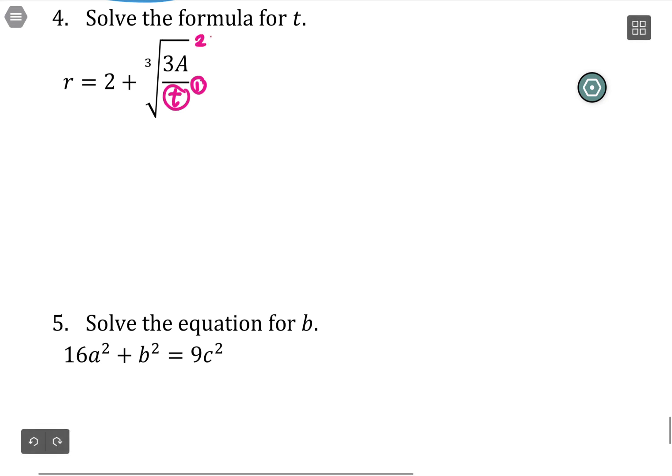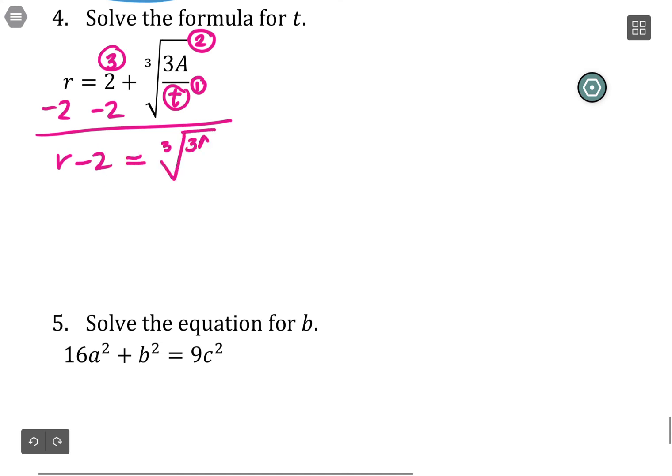So the second thing happening to t is that it's getting cube rooted. And the last thing is that we're adding 2. So first thing, I'm going to subtract 2. And I get r minus 2. I don't need parentheses really yet. Is equal to the cube root of 3a over t. So again, focusing on t, the next thing I have to get rid of is the cube root, so I will cube both sides. Cubing and cube rooting are inverse operations.